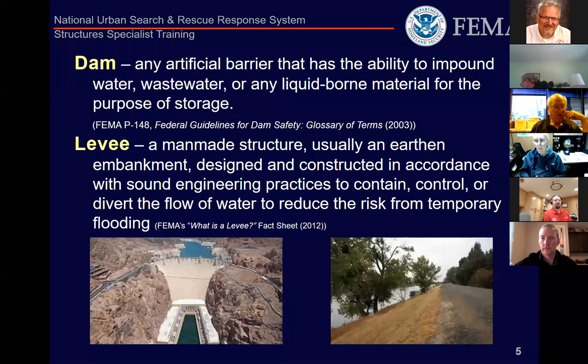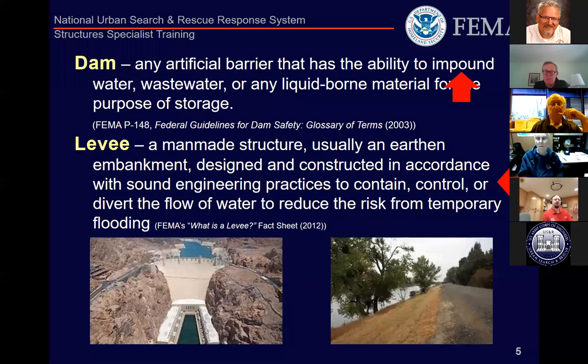What is a dam and what's a levee? Go ahead and do the animations, Mike. So the 2 primary criteria I want you to take from this, I'm not going to read the full definition. You guys can read that. A dam is an impoundment of water, wastewater, or liquid-borne material for storage. A levee is used to control or divert the flow of water to reduce the risk of temporary flooding. So that's the primary difference between the 2.